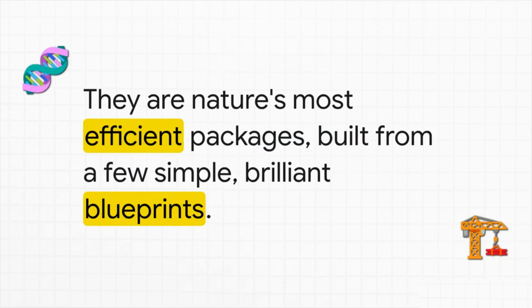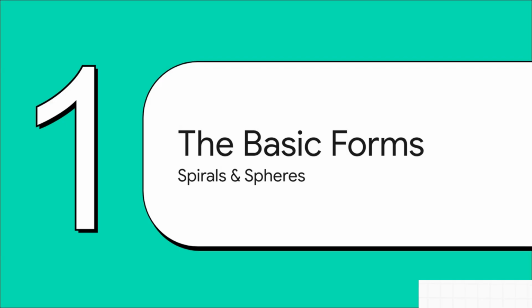You see, a virus has one core mission: protect its genetic material and deliver it to a host cell. Period. And to do that, it's evolved into this absolute masterpiece of packaging, using just a handful of brilliant architectural blueprints. Okay, let's dive into this. To build a protective shell using as few unique parts as possible, nature basically settled on two incredibly elegant solutions: the spiral and the sphere. We're going to look at the spiral first.